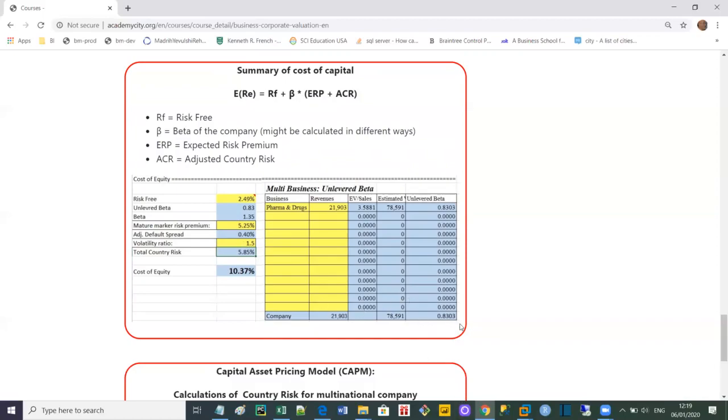Okay, after I get the unleveraged beta, that's the 0.83, the way we get the leveraged beta is simply plugging it into the equation we saw before.